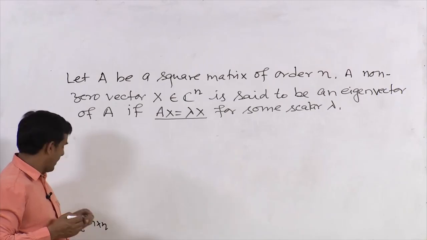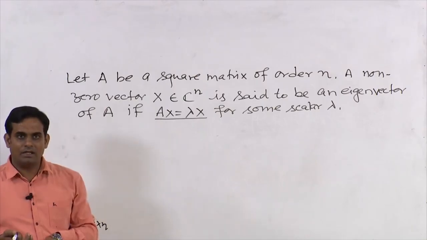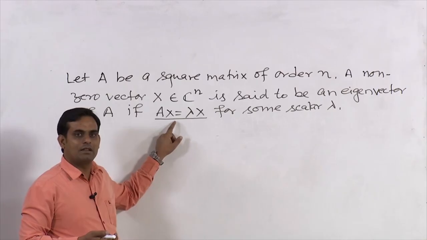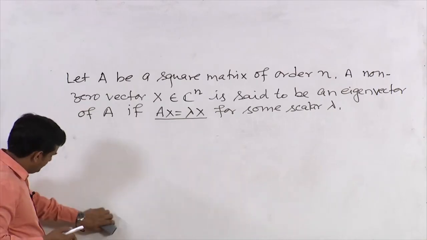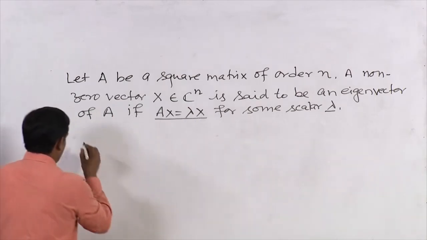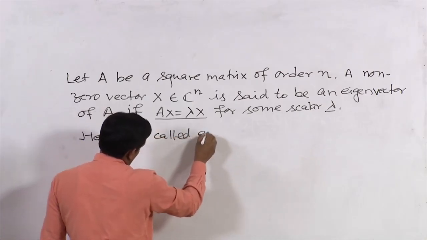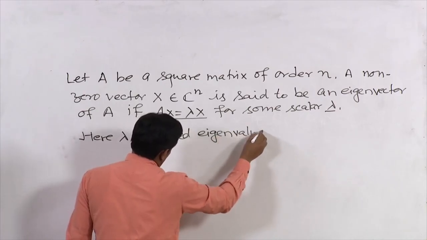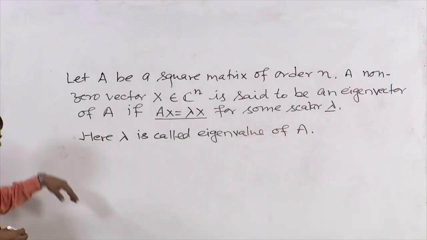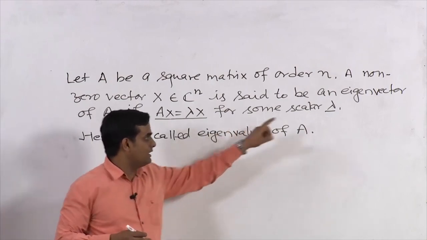Notice this, that I will say that x is an eigenvector of A. First of all, it should be a non-zero vector. Second thing, it should satisfy this particular condition, that is Ax equals lambda x. Now let us talk about this scalar lambda. Here lambda is called an eigenvalue of A, and hence we can say that x is an eigenvector corresponding to the eigenvalue lambda.